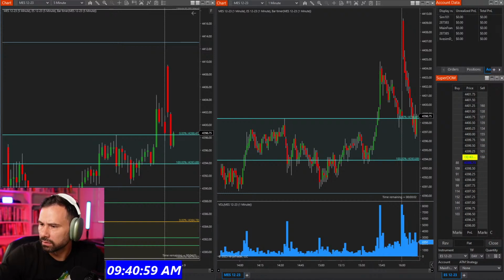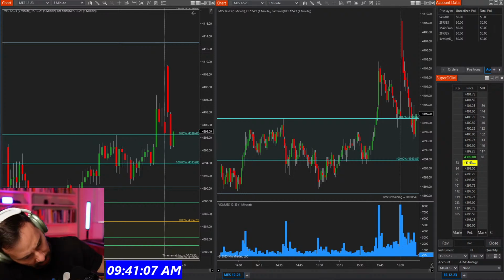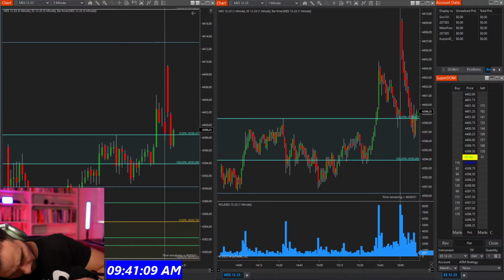Can you get a red candle here, or is this thing gonna go green on us? We need a red candle. It'd be nice to have a red candle here and then get in. Yeah, let me see if I can adjust my settings here.